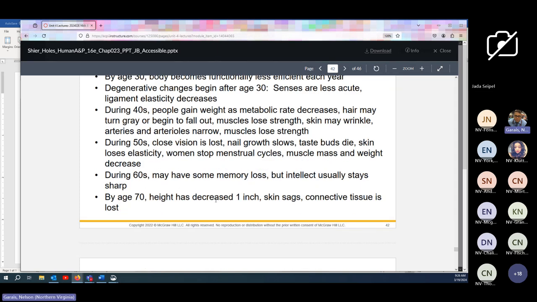And of course, height decreases because what else do you have? You also have increased osteoclasts, greater bone resorption. Therefore, you just shrink.